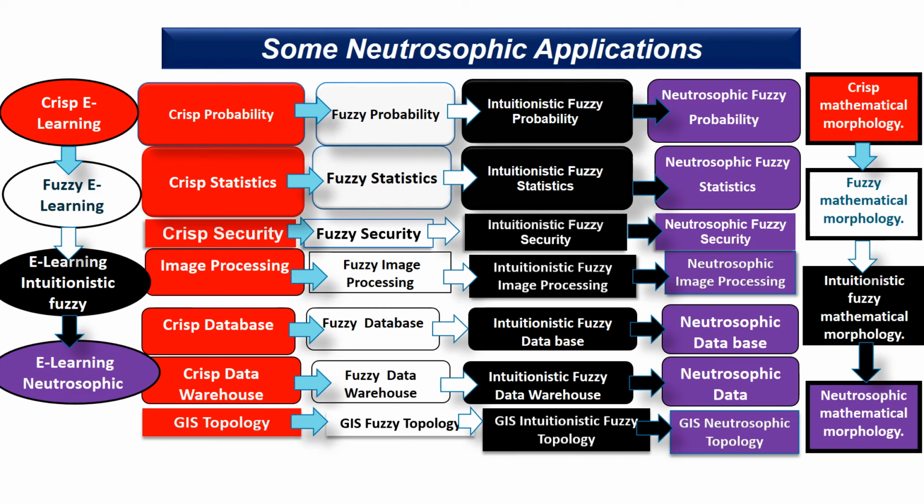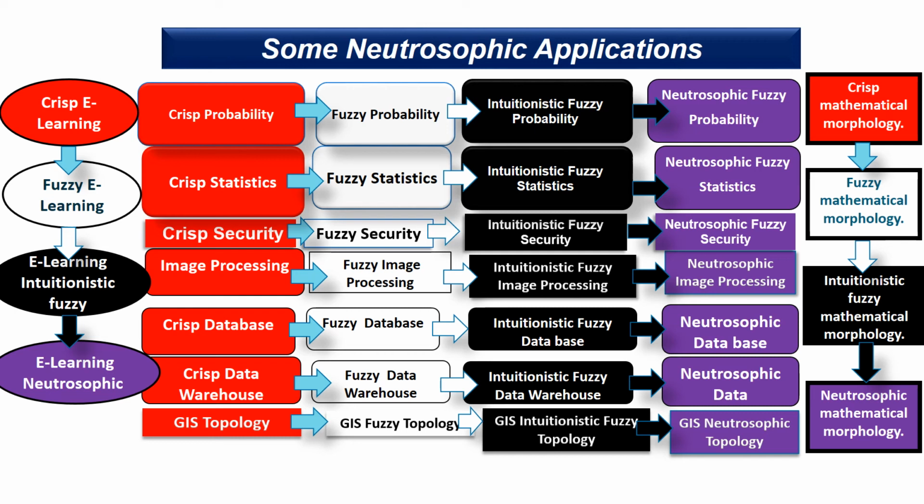From crisp probability to fuzzy probability, intuitionistic fuzzy probability, and Neutrosophic probability. Neutrosophic fuzzy probability contains all types of probabilities. Neutrosophic fuzzy statistics, neutrosophic fuzzy security, neutrosophic image processing, neutrosophic database, neutrosophic data, GIS neutrosophic topology, and other applications.